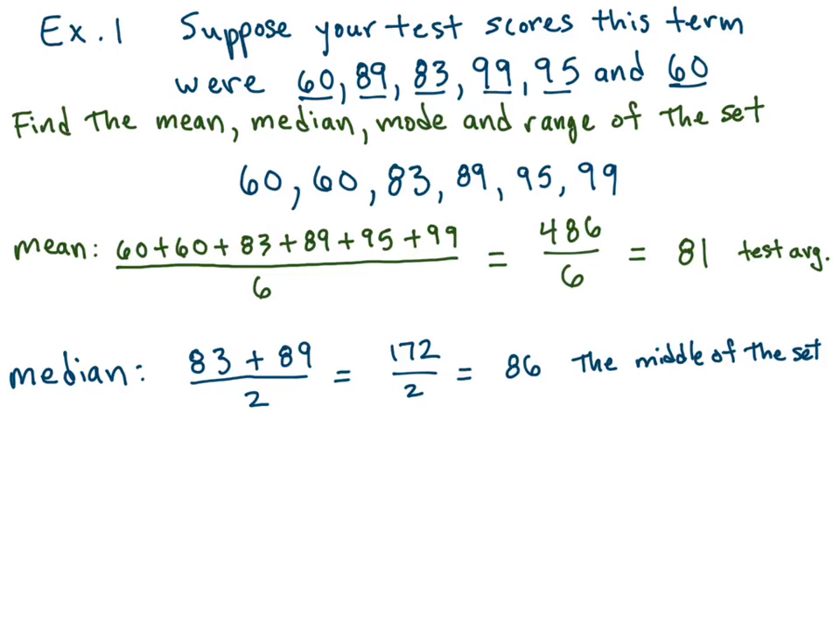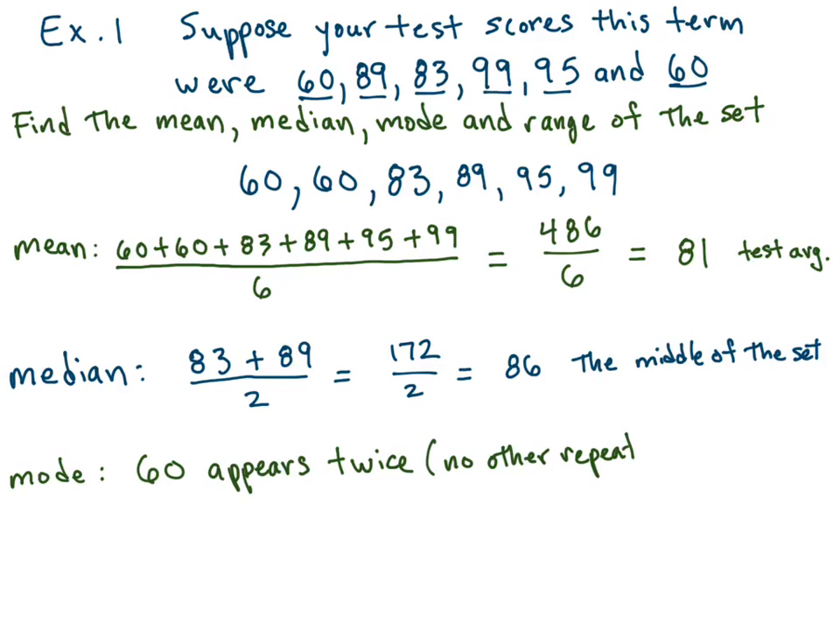The next thing I want to find is the mode, and that's the one that occurs the most often. So I'm looking for any kind of repeats. Once again, having it in order helps me see it just a little bit, but I see that there's 60 that happens twice, and all the other numbers are unique. They just happen once. So 60 is the one that happens the most often, so 60 is going to be the mode.